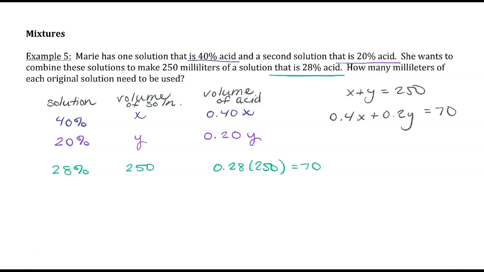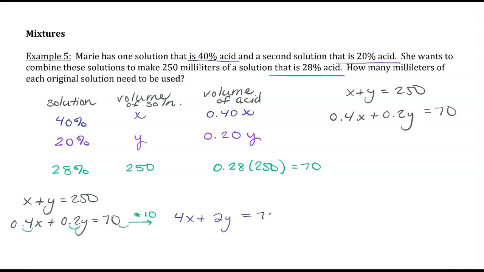Now that we have our two equations, let's see what we can do to solve this system. First, let's get rid of these decimal places by multiplying this second equation by 10. That will move the decimal place over one place on each value. This gives us 4x plus 2y equals 700. In order to be able to eliminate a variable, let's think about what we could multiply our first equation by. Let's multiply by -2. That way we'll have a -2y to simplify with the positive 2y in the other equation. Multiplying everything by -2, we have -2x minus 2y equals -500.